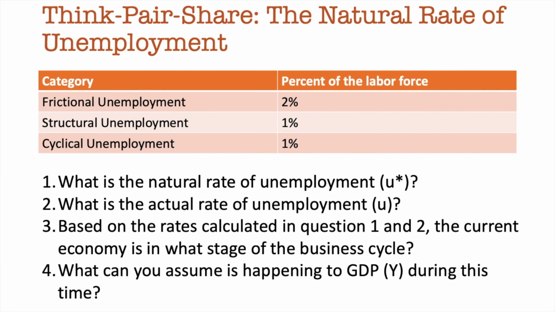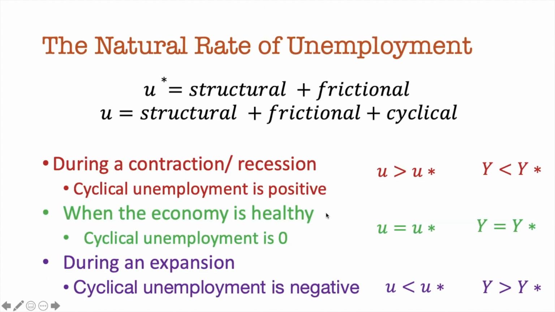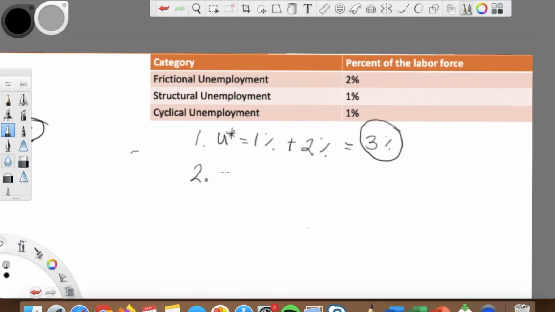Question 2 says, what is actual unemployment, U? So using that same equation from this slide here, or a different equation for U, we're going to add up all 3 types. So I've got actual unemployment is equal to structural, 1%, plus frictional, which is 2%, plus cyclical unemployment, 1%. So actual unemployment here is going to be 4%. That's the answer to question 2.